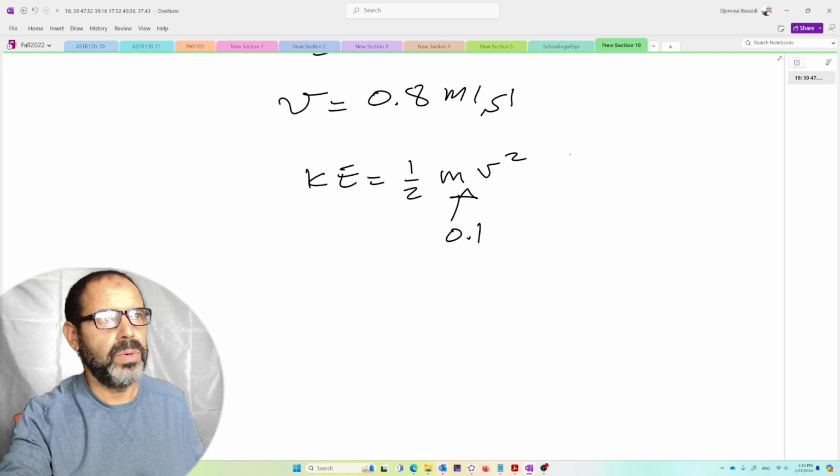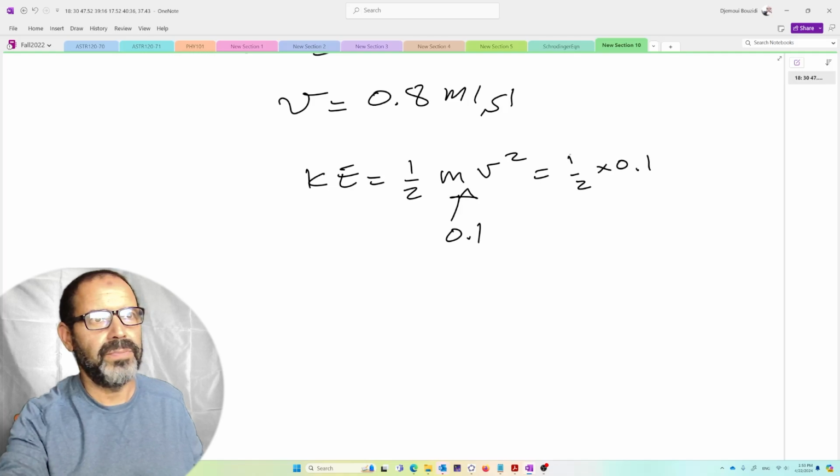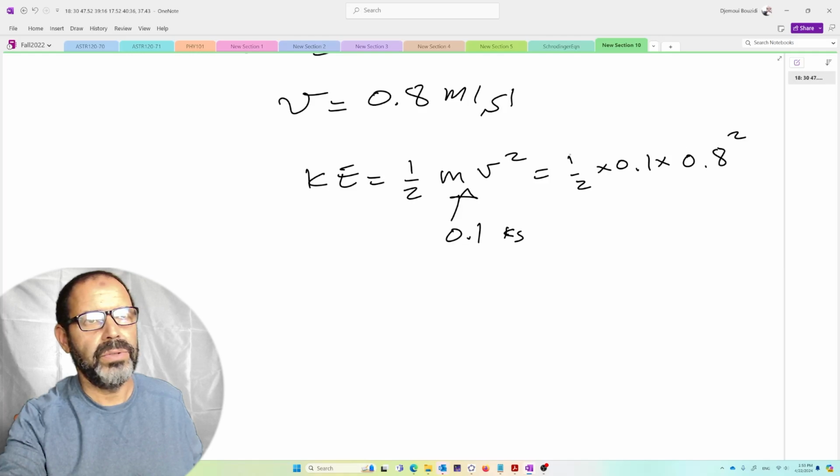So the mass is 0.1, the velocity is given, so I'm going to take 1/2 times an order of magnitude, which is 10 to the negative 1 kilogram, that is 100 grams, times the velocity squared, which is 0.8 squared, and that's 0.64 divided by 2, that's 0.32 times 1/10, so it's 0.032 joules.